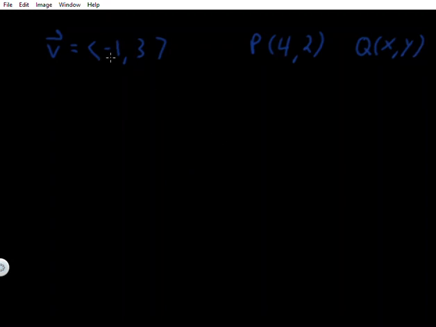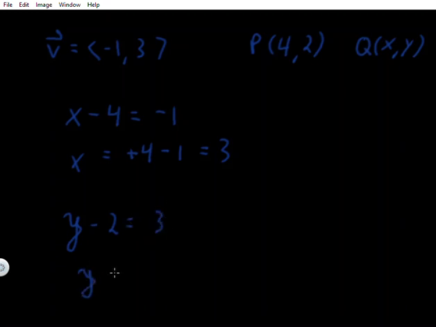Well, I know that to find the x component in the component form, I would have to do x minus 4. So x minus 4 is equal to minus 1. So therefore, x must be equal to positive 4 minus 1, which is going to give us 3. And similarly, I know that the y component, 3, is given by y minus 2. So y minus 2 equals 3. y must be 5.